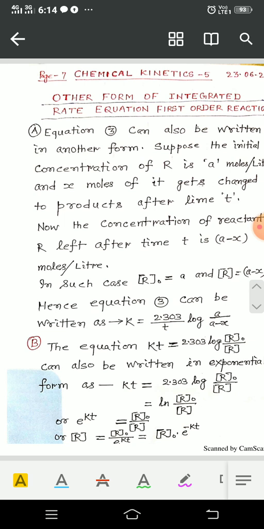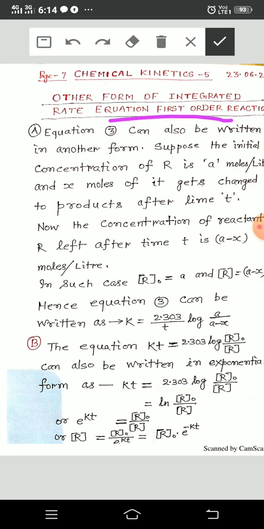Now, another form of the integrated rate equation. This is the helpline for your numericals or for the concept of numericals. Let us study the different forms of the integrated rate equation of a first order reaction.